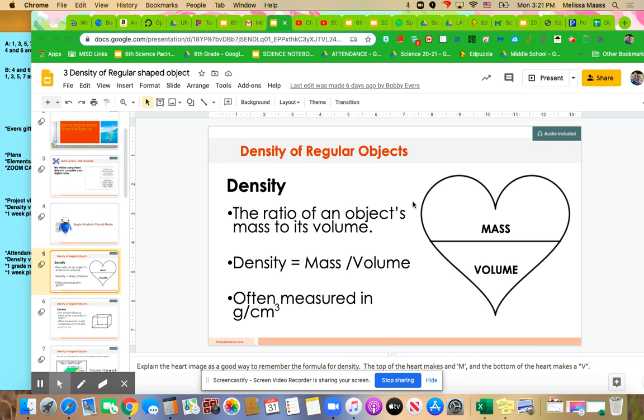Remember, mass is how much matter is within an object, and volume is how much space an object takes up. When we talk about density, we are looking at pretty much what this definition says. It's going to be a ratio of an object's mass to its volume.